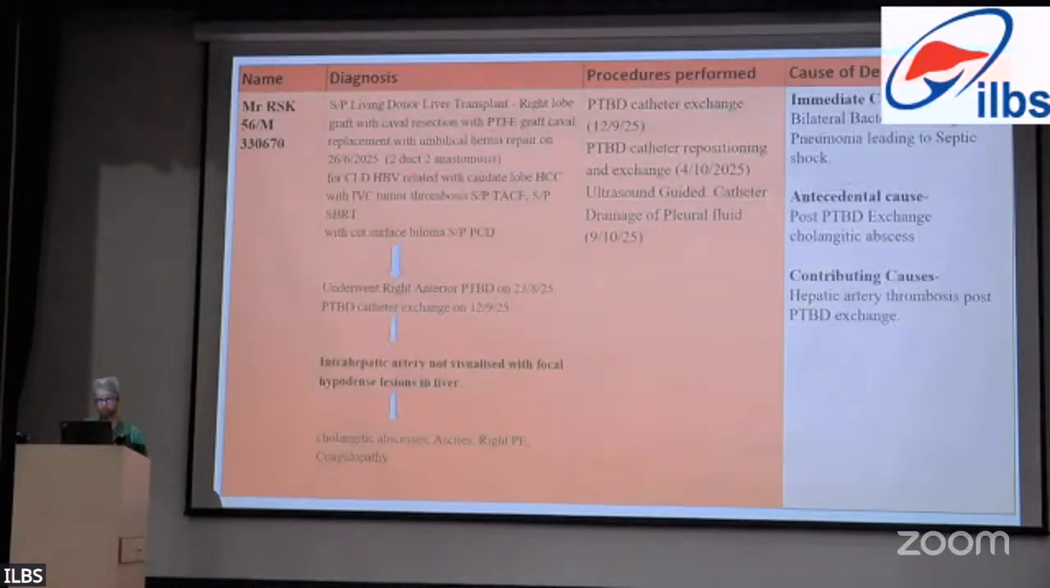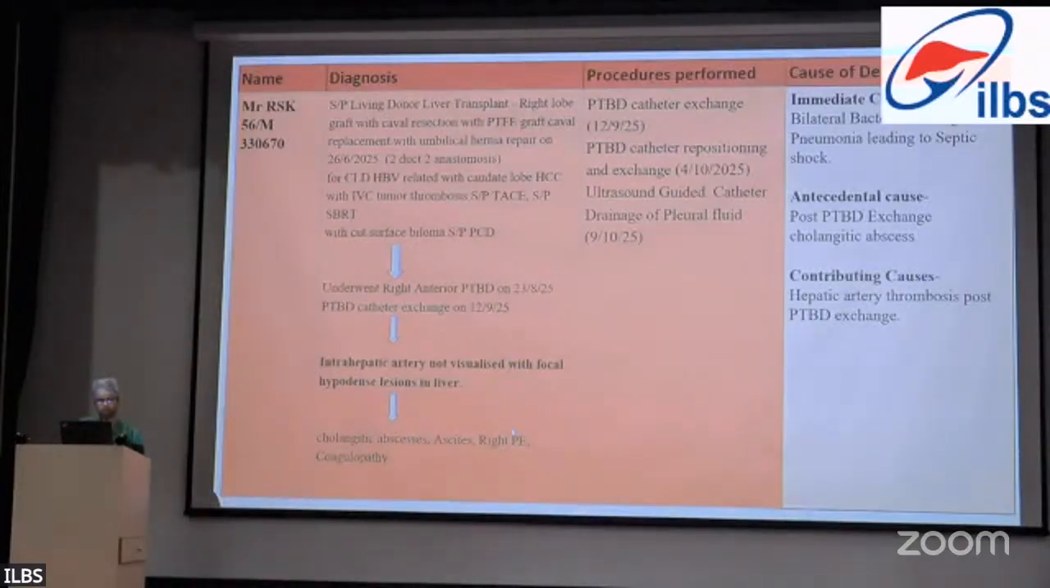Mr. RSK, a 56-year-old male, was a post-transplant patient admitted to our side. We did a right graft transplant with caval resection with PTFE and caval replacement and umbilical hernia repair. He was having biliary issues with cut surface collection. We did PCD. And he underwent PTBD later on in August 2025, and PTBD was exchanged on 12th of September 2025.